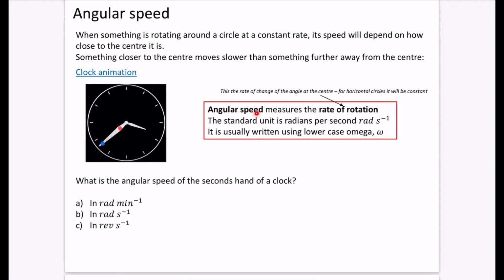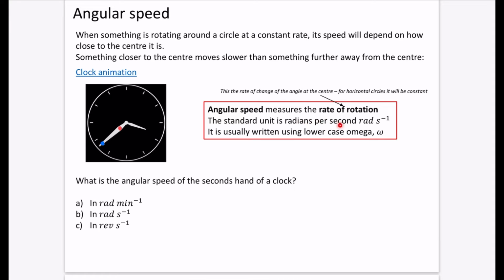So what angular speed does, angular speed measures the rate of rotation, and this is the rate of change of the angle at the center. For horizontal circles, it will be constant. So how the angle is changing, if we were measuring it, say, from the 12 o'clock, it's how that angle is increasing. That angle is increasing at a constant rate. And the standard unit is going to be radians per second.